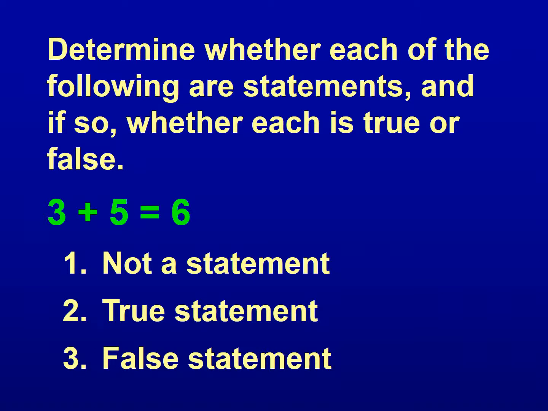Let's try this one. 3 plus 5 equals 6. We know that 3 plus 5 is 8 and it's not equal to 6. So we know that it is a false statement. So it is a statement, it's just false. The correct answer would be that it is a false statement.